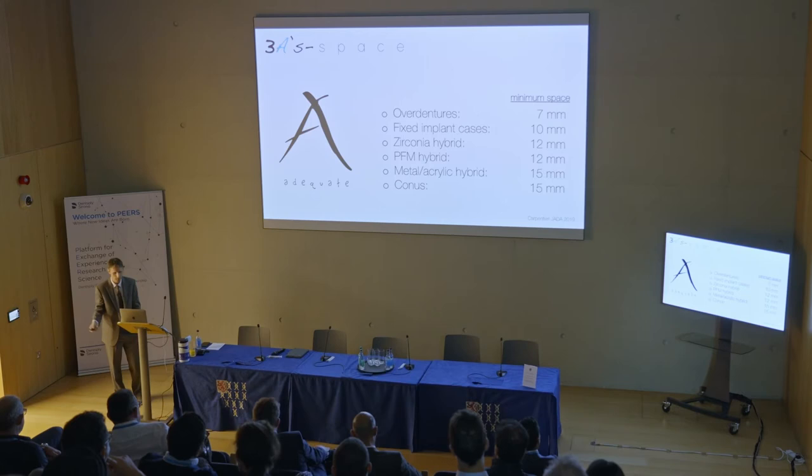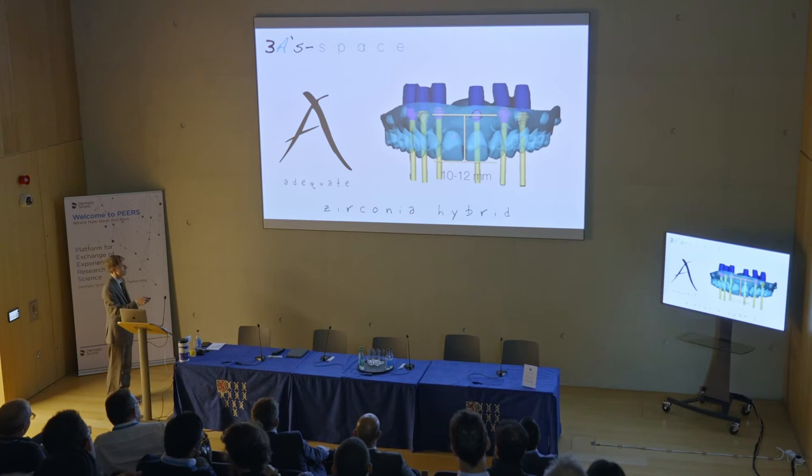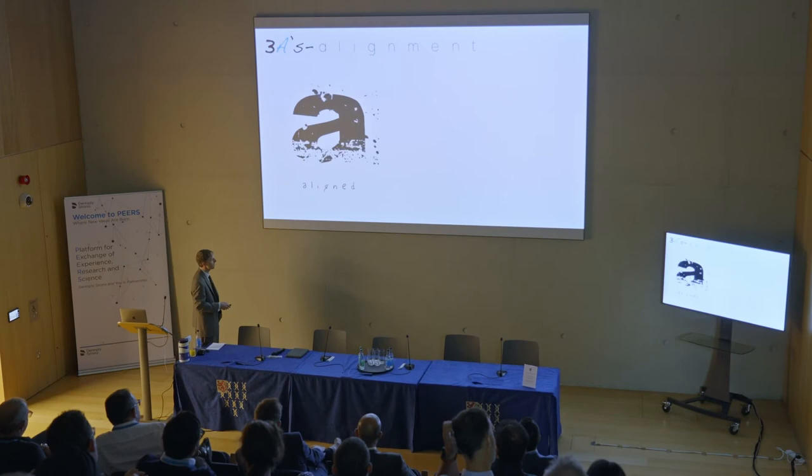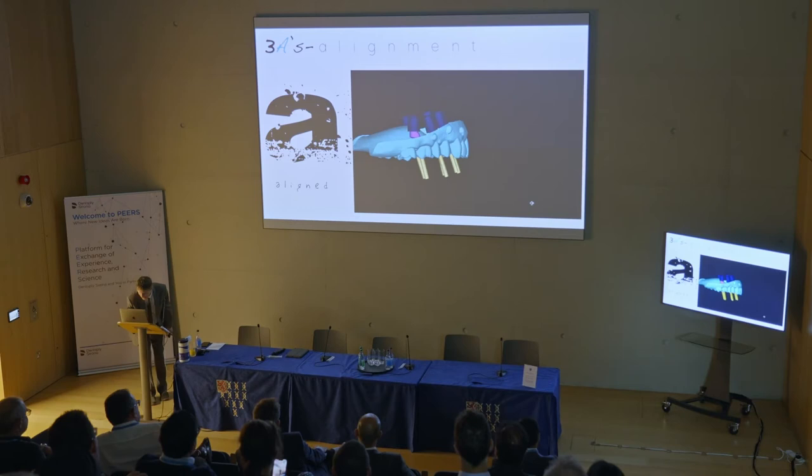Okay. Now, when we look at adequate space on this particular one, a zirconia hybrid, we've got plenty of space. This is about 12 millimeters to there because the average central is about 10 millimeters. So we've got plenty on this particular case. Final thing is alignment. And with this, it's just making sure that all the abutments are aligned relative to a path of draw.